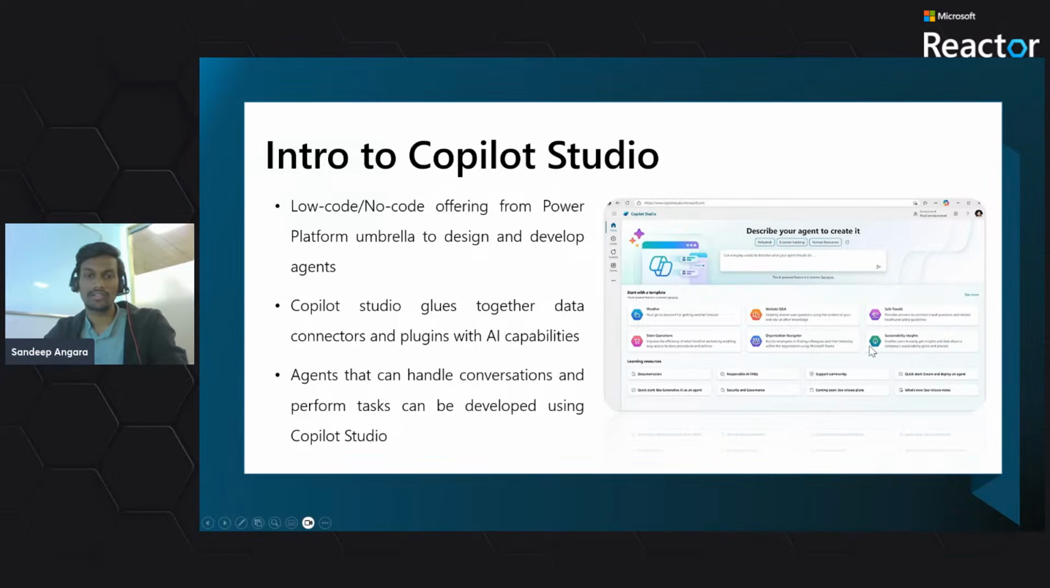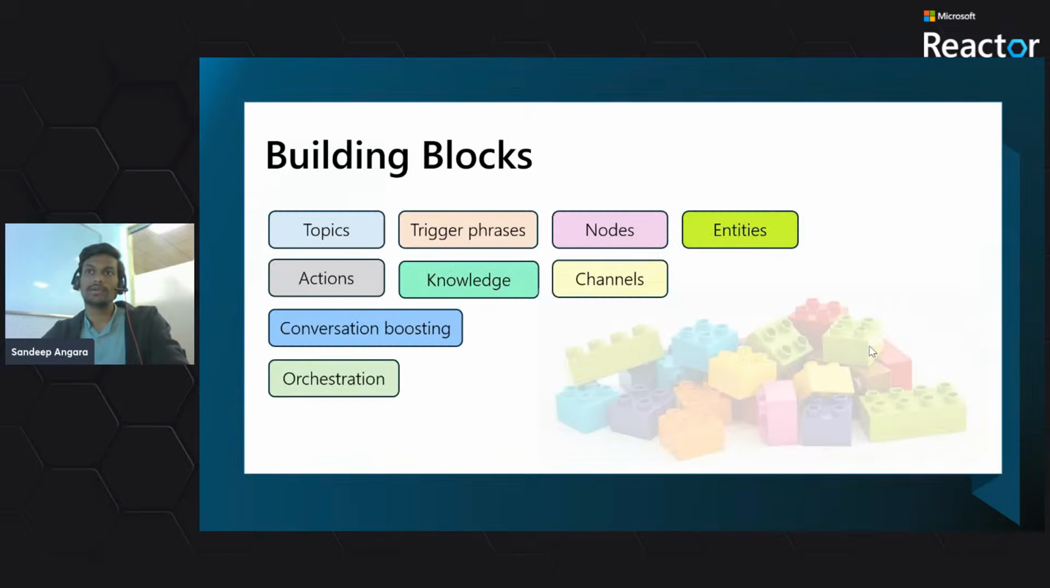So as Microsoft has been telling, AI is the new UI, and Copilot Studio is a best example for that, because copilots or agents, being AI companions, are going to be the new user interface. So saying all that, we'll just jump into the building blocks.